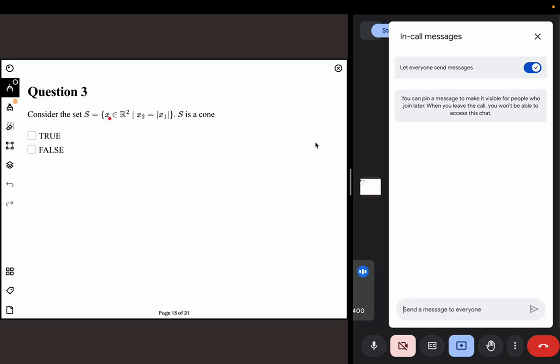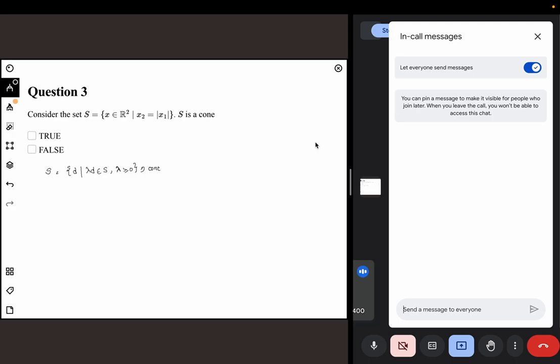So we have a particular set S in 2D such that x2 equals mod x1. Is this a cone? So what is the definition of a cone? A cone is basically the set of all vectors such that if you scale that particular vector, some lambda times d should also belong to the same set for any value of lambda you choose. Or let us just restrict to lambda greater than or equal to 0. If lambda is less than 0, essentially that means you take the negative value, and that would also belong to the same set. So this is basically my cone.